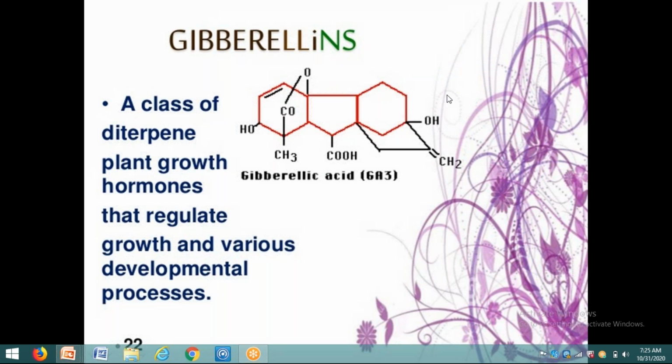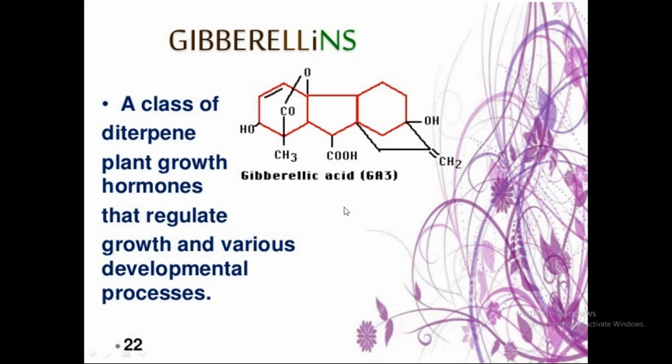Okay, so gibberellins are diterpene compounds and they are plant regulators which regulate growth and development, and it is the largest class of hormones. It is classified into two classes, 19 carbon and 20 carbon. Out of these two forms, the 20 carbon form is the most active form, and the carboxyl group present at the 7th position is mainly responsible for the activity of this hormone.